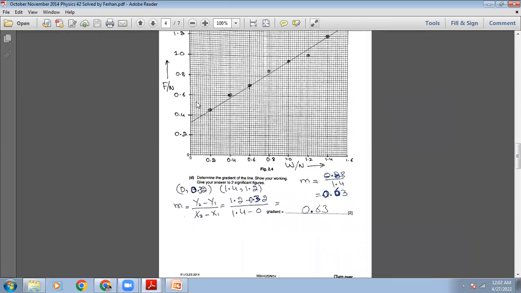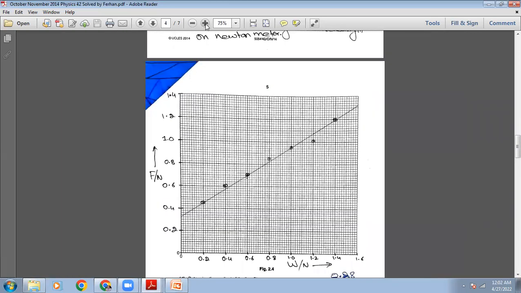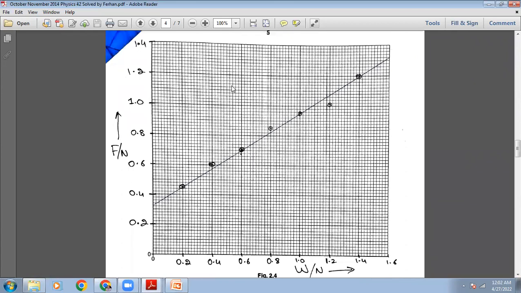So we have plotted these points, and then we will join them with a line of best fit. Line of best fit, you can see one point is here, one point is here. The rest of the points are on this line of best fit.